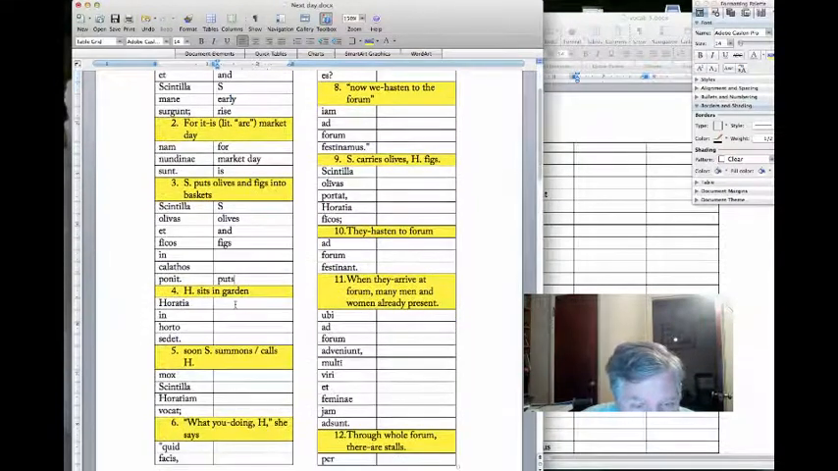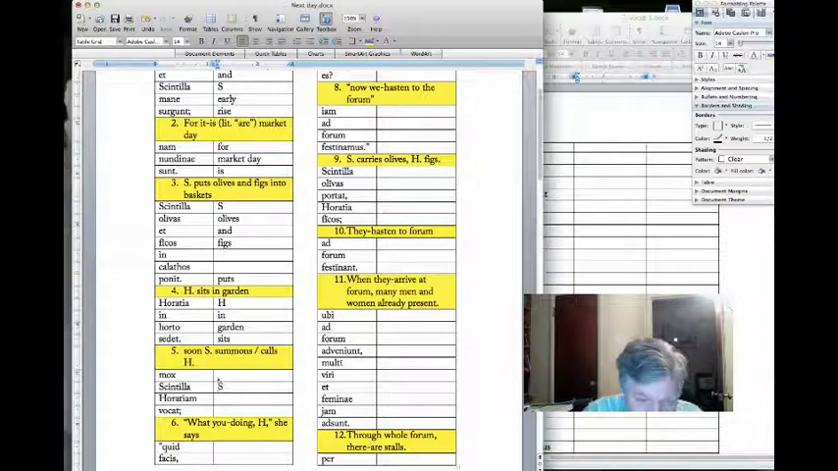Okay. Horatia in horto sedet. So Horatia is like that. In horto, because of horticulture, garden, and sits. That only leaves one word, sits. Okay.